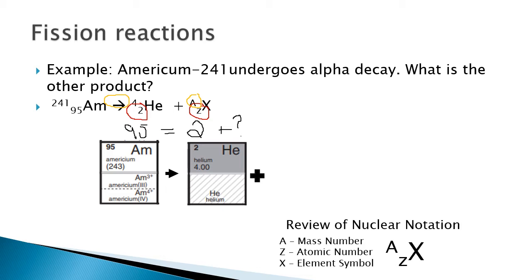Or we can go 95 minus 2, and we know what happens is it equals 93. And when we look up the atomic number 93 on the periodic table, we get Neptunium. And now we've figured out what the other element was in this nuclear decay. So we've broken it apart, had this alpha particle break off, and Neptunium was formed.